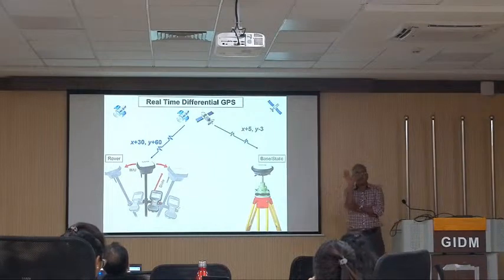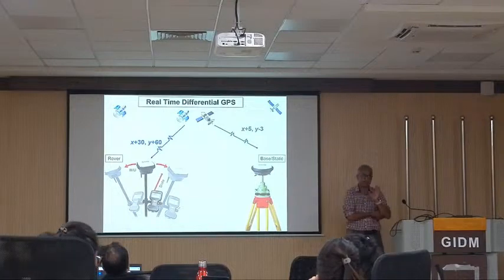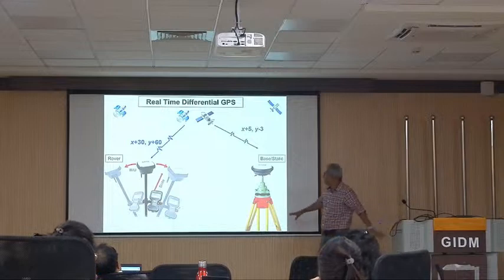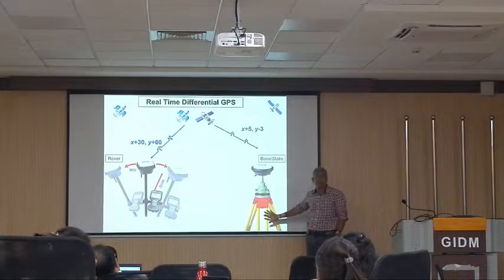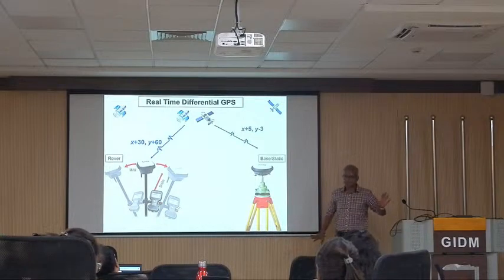So, what is the concept? Why are we discussing so much about DGPS? What is the concept behind it, right? Now, as you all know, if we have one base station or one rover or one instrument, it's going to have some error to it, right?